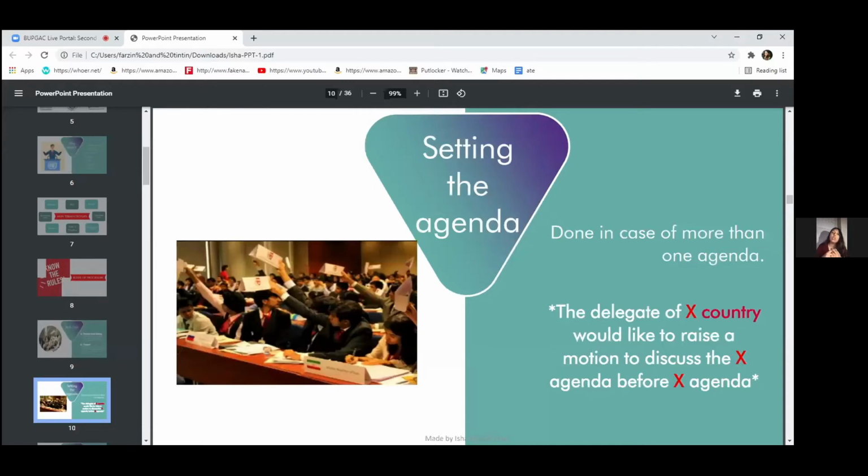If there is only one agenda, it's not necessary to set it per se, but it depends on what kind of dais you have. If the dais member says we have to follow everything according to the ROP, then even with one agenda, one of the delegates must raise their placard and start the committee session by setting the agenda.